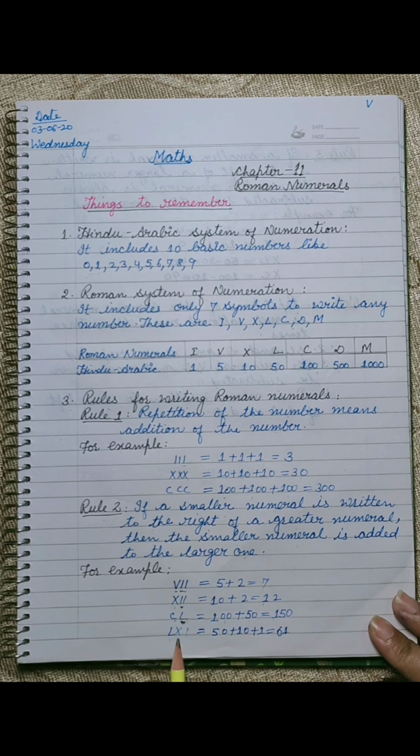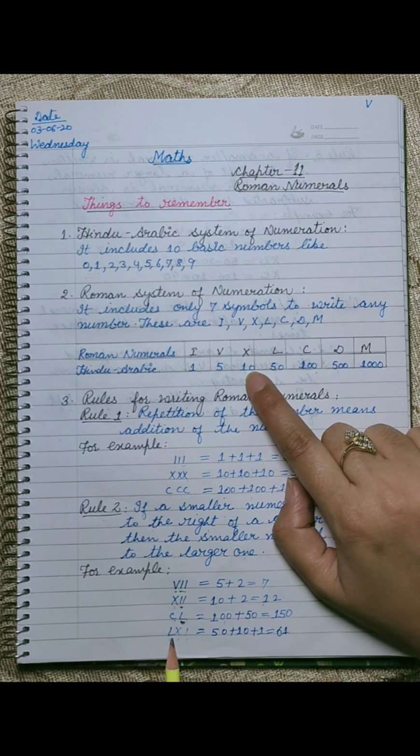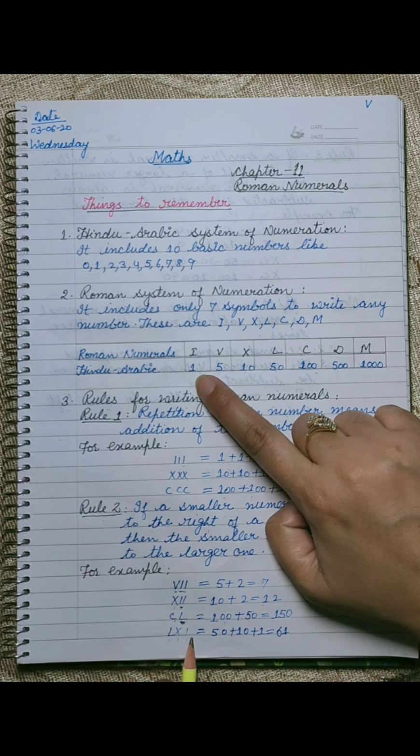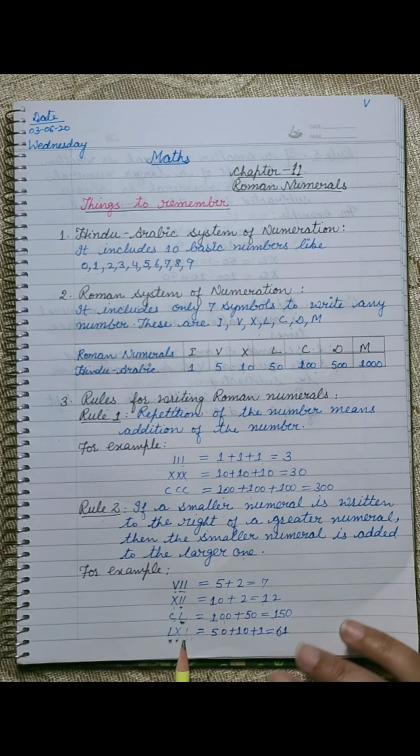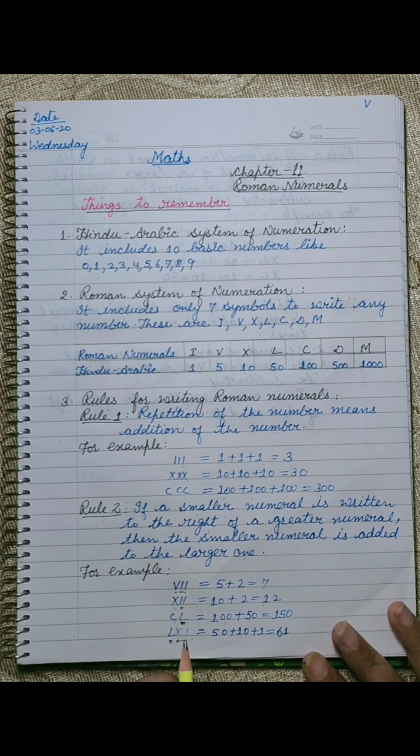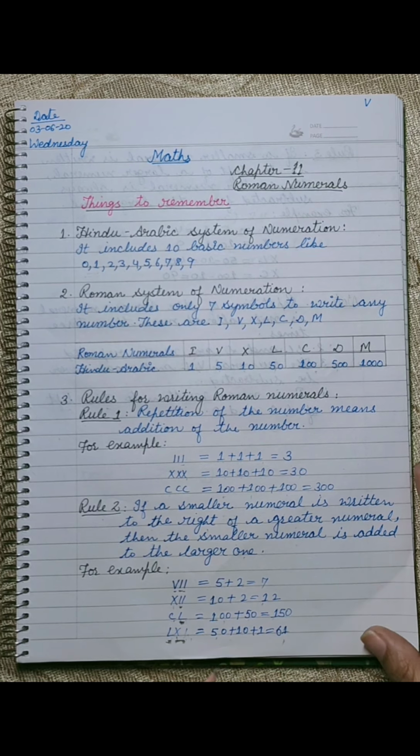Next is LXI. L is 50, X means 10, I means 1. So L is greater, X is smaller, I is smaller. X and I means 10 plus 1, 11, and L is a greater number, X is a smaller number. L means 50, X means 10, I means 1. So it is equal to 61.